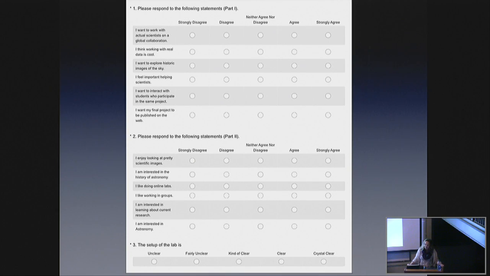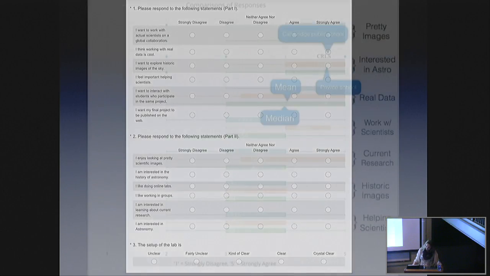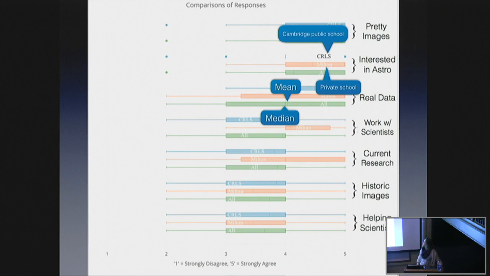And then maybe they're interested in the history of astronomy. Maybe they like doing online labs. Group work was a question, whether or not students would react positively to that. And then if we wanted to know if the students were actually just interested in astronomy. And so here are the results that I found.